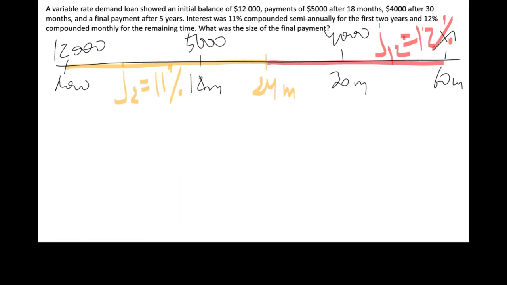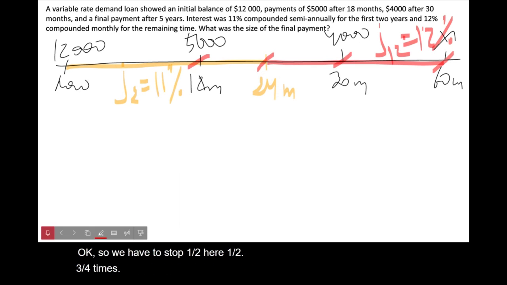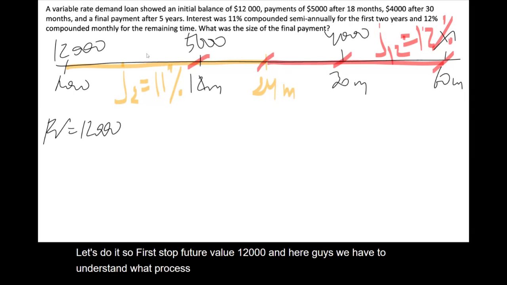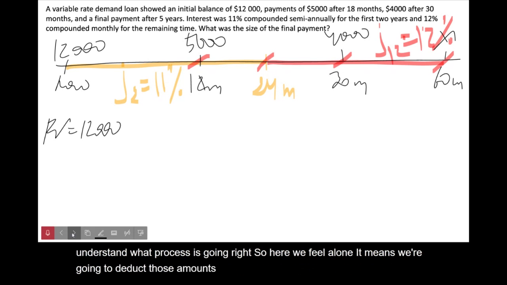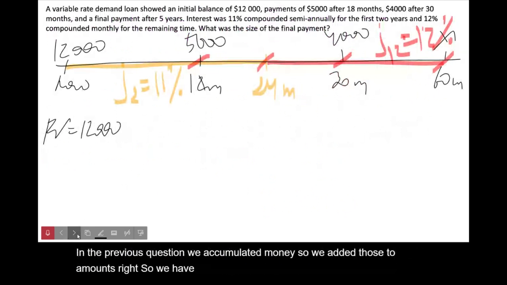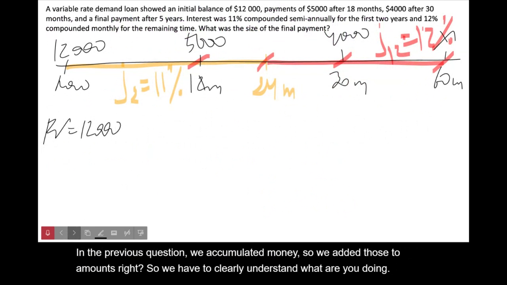Okay, so we have to stop 1, 2, 3, 4 times. So let's do it. First stop, future value 12,000. And here, guys, we have to understand what process is going on. Here we pay a loan, so we deduct those amounts. In the previous question, we accumulated money, so we added those amounts. You have to clearly understand what you are doing.